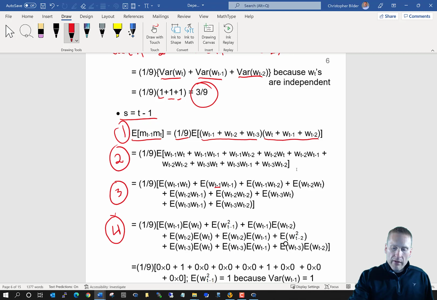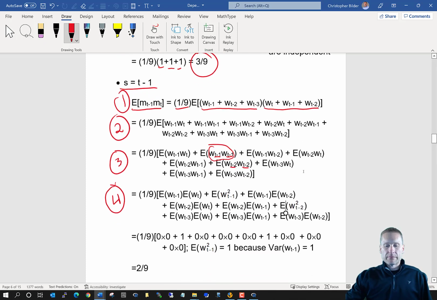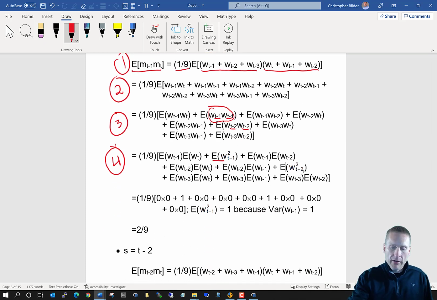Notice how I have some subscripts that are exactly the same on some of these random variables. So that means, for example, I have 2 of these w sub t minus 1s. So in other words, since I'm multiplying, I have w sub t minus 1 squared. And so we see that occur here. We see that occur right there. Okay.